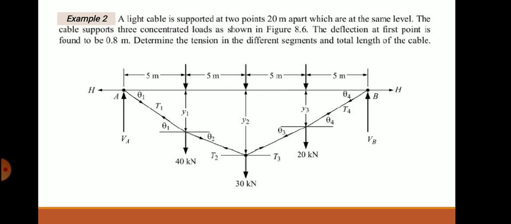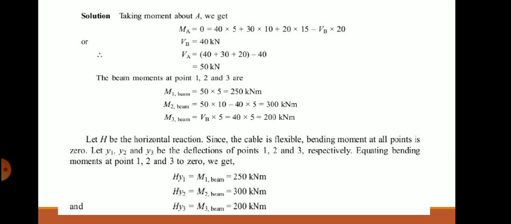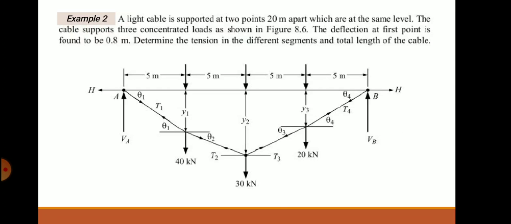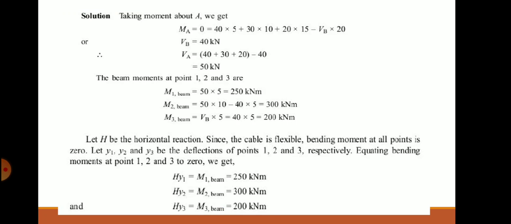To start with, you have to find the support reactions. To find the support reactions, taking moment about A. A is this point. Taking moment about A, the cable has to be in equilibrium, so moment about A is directly equated to 0. The same concept we understood in the previous example.